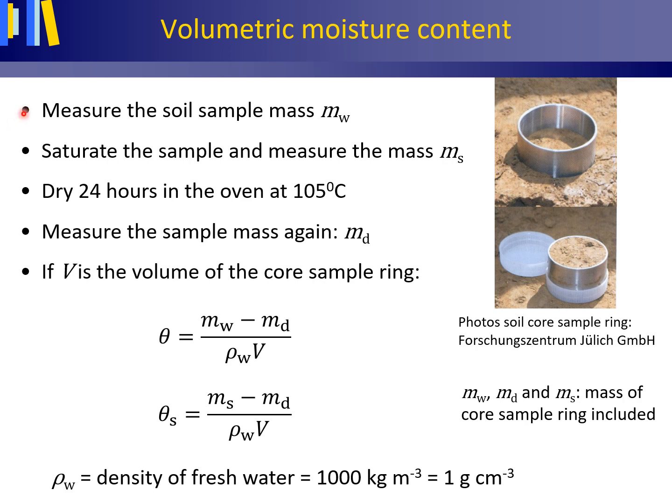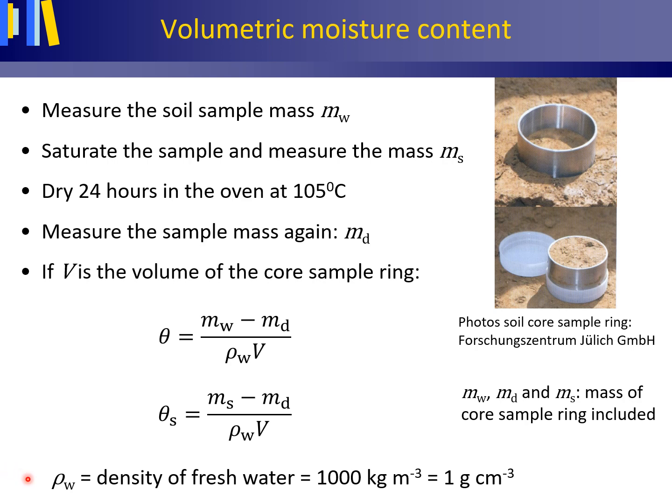Measure the soil sample mass MW. Saturate the sample and measure the soil sample mass again. This delivers MS. Dry the soil sample 24 hours in an oven at 105 degrees Celsius. Measure the soil sample mass again. This delivers MD. If V is the volume of the soil sample ring, the volumetric moisture content of a sample as taken from the field is then given by this equation, and the maximum volumetric moisture content at saturation, theta S, by this equation.